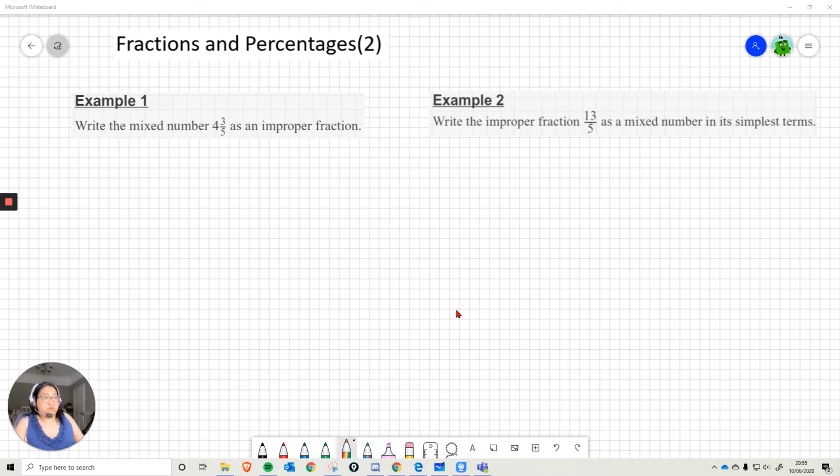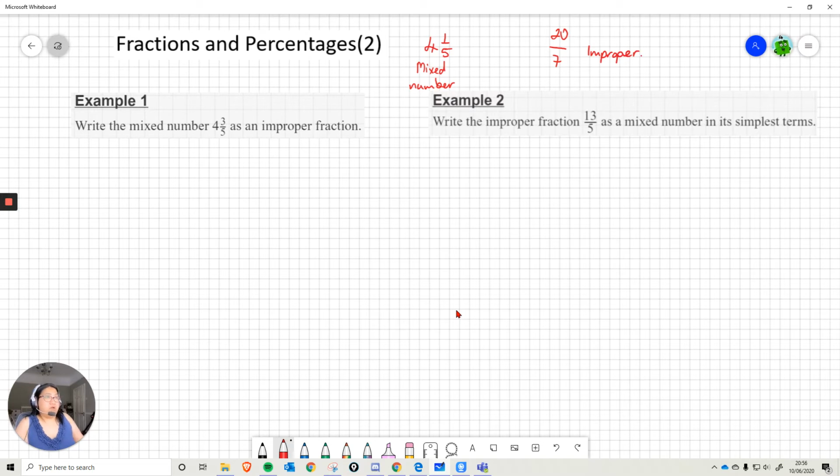A mixed number is a number that contains a whole number and a fraction. So this here would be an example of a mixed number. We've got our whole number just here, and we've got our fraction next to it. An improper fraction is a fraction where the numerator is bigger than the denominator. So this would be an example of an improper fraction.